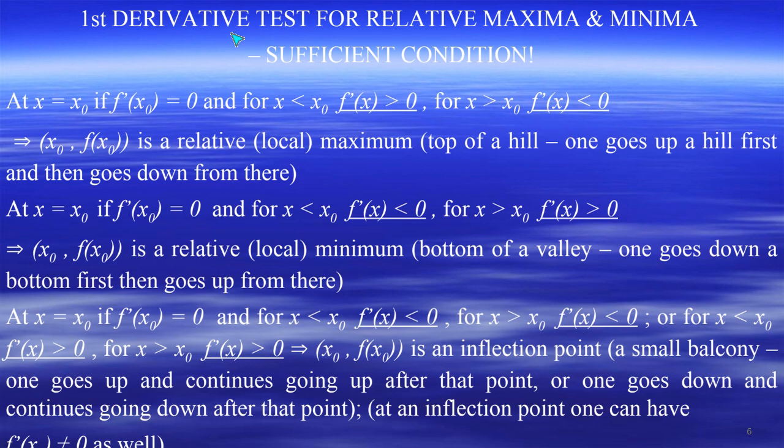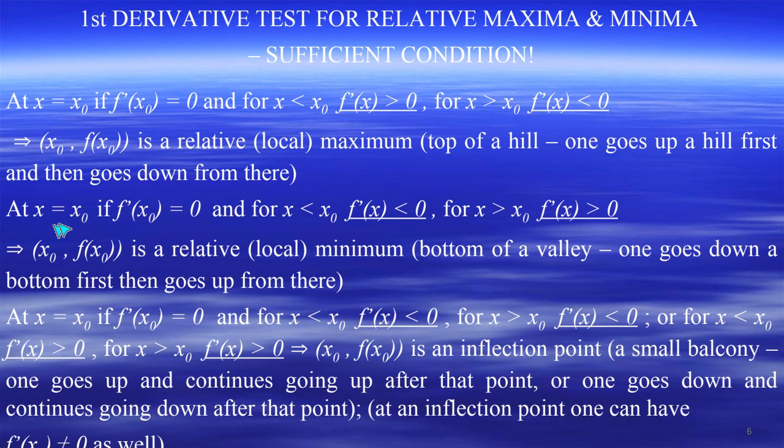So this is the first derivative test, which is a second order condition, a sufficient condition for local maxima and minima and inflection points. So (x0, f(x0)) is a relative local maximum, the top of a hill. Indeed, one goes up a hill first and then goes down from there. The first derivative before that point is positive. After that point, it's negative. We go up and down then. So it is the top of a hill. It is a local maximum or relative maximum.